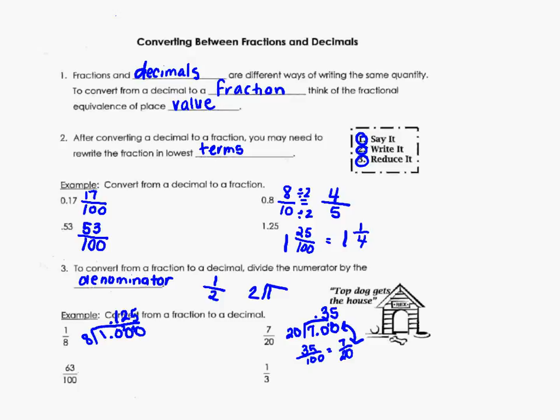I want to jump here and look at 1/3. 1/3 is going to be a common fraction that you need to memorize. If I say top dog in the house, 1 divided by 3. 3 can't go into 1, so I add my decimal. 3 goes into 10 3 times with 1 left over. And I have a repeating pattern that's going to continue on and on.